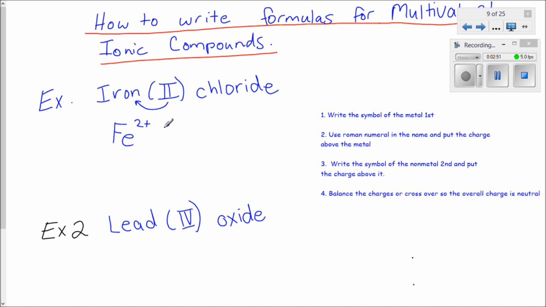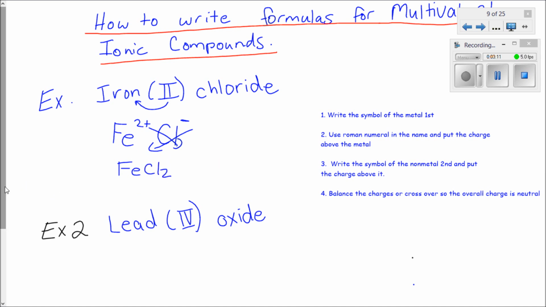Then we write the symbol of my nonmetal, which is Cl. And if we look, it should be a -1 charge. It's in group 7, so therefore it's -1 charge. Now all we do is we cross over and reduce, and the answer will be FeCl2. Okay? That is neutral, and that's it.